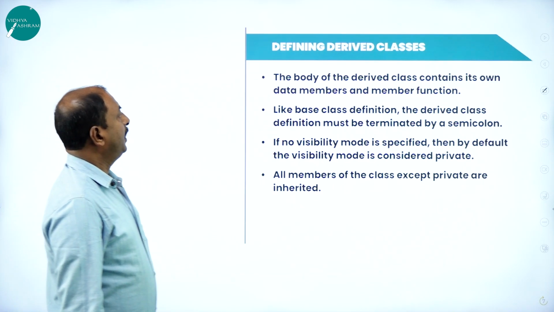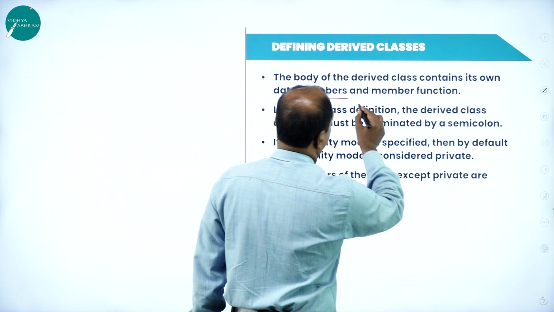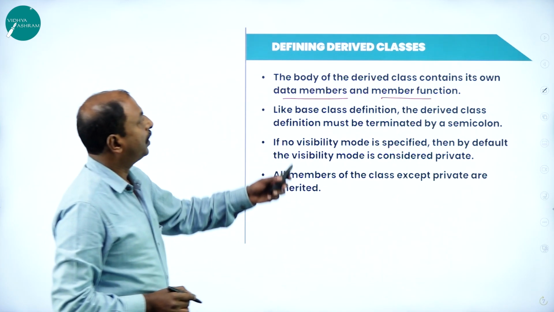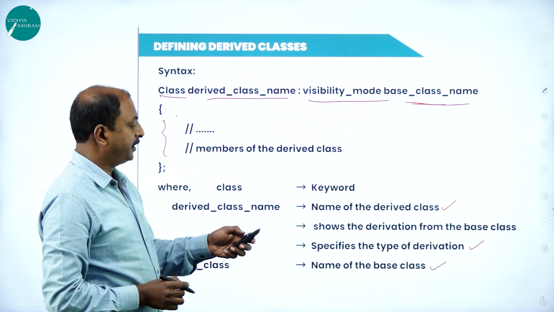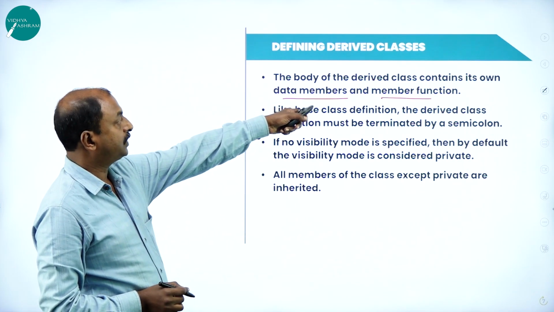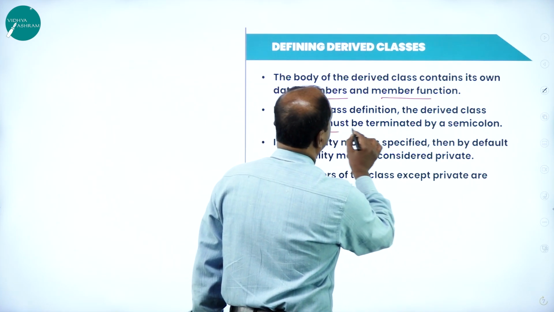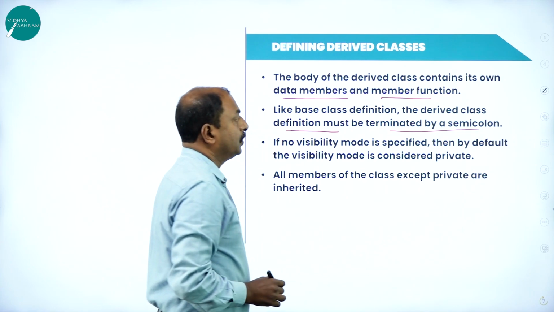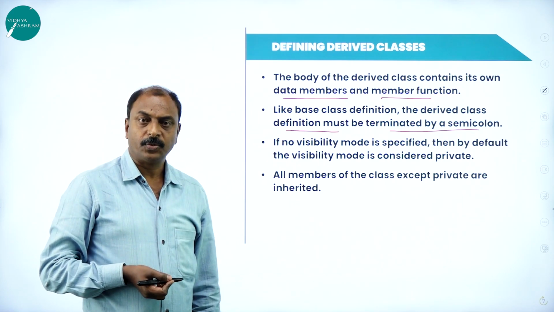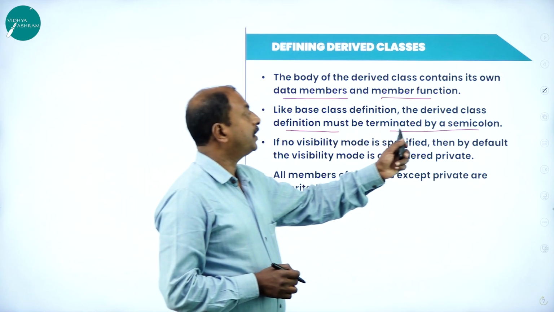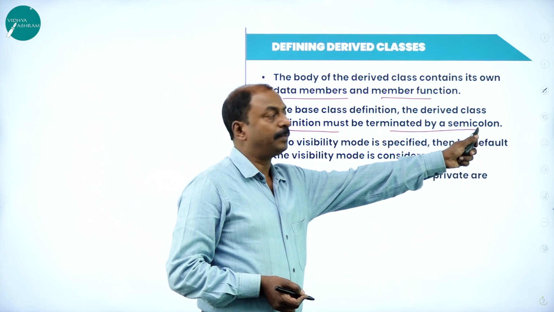Now let us see in the next slide, the body of the derived class contains its own data members and member functions. So this is the body of the class here. It contains the derived member functions and data members of its own class. And like the base class definition, the derived class definition must be terminated by a semicolon. So here there are two classes. Generally, just as we terminate classes with a semicolon, similarly we have to terminate the derived class, because it is also a type of class.